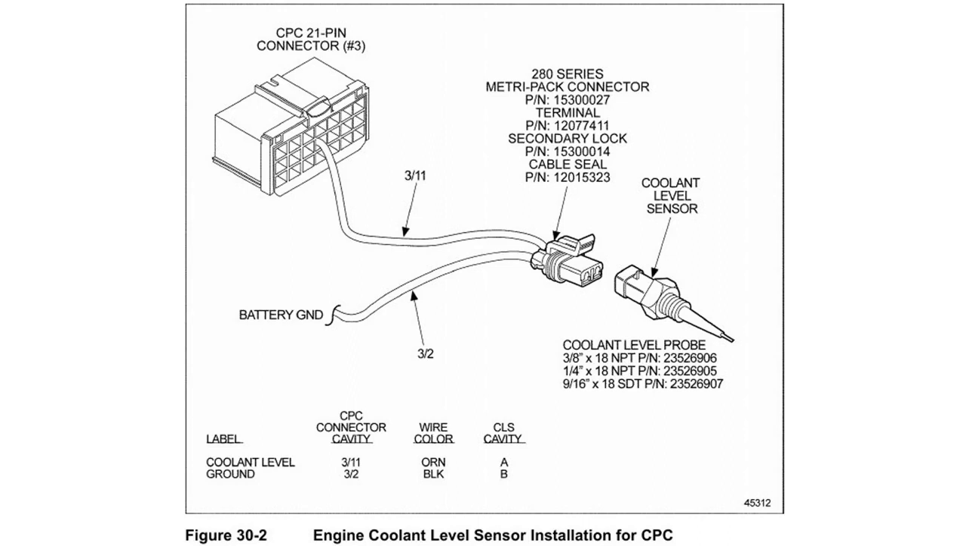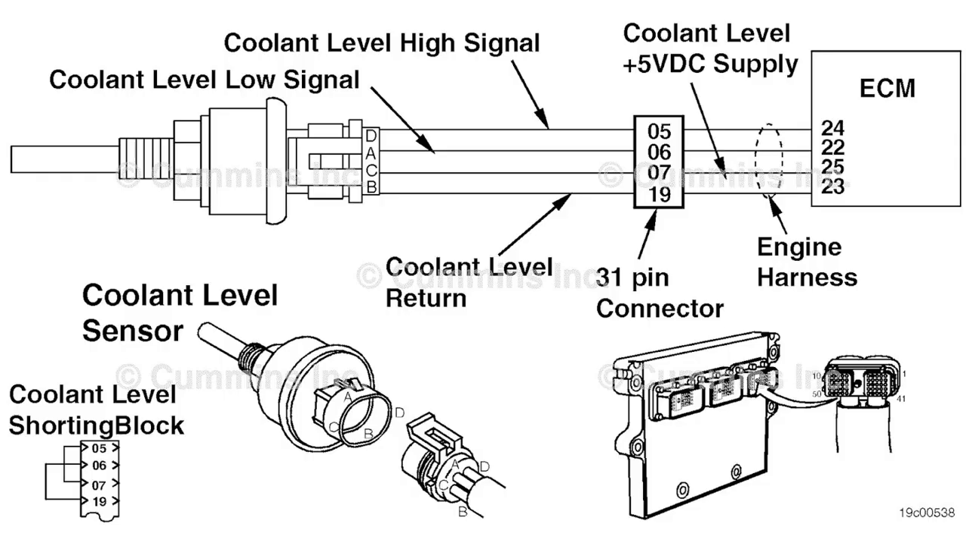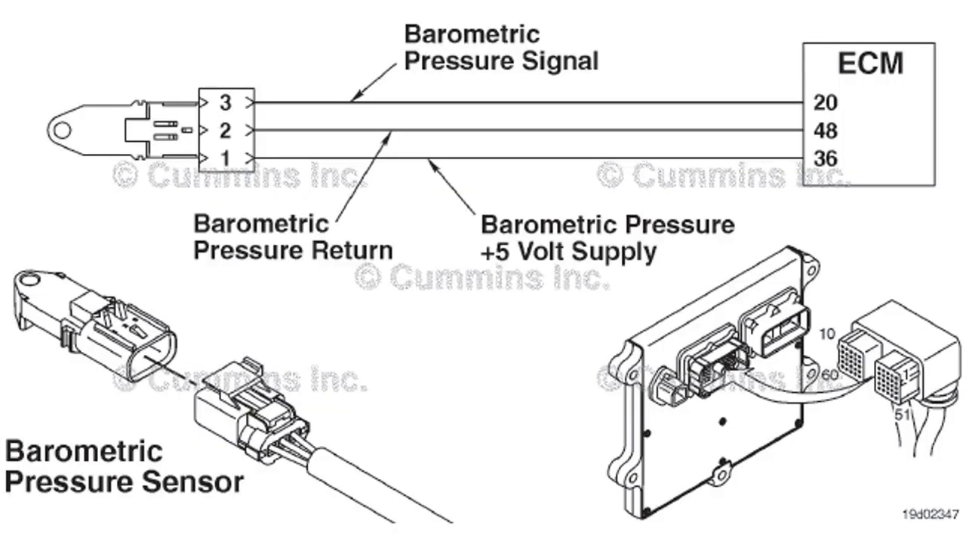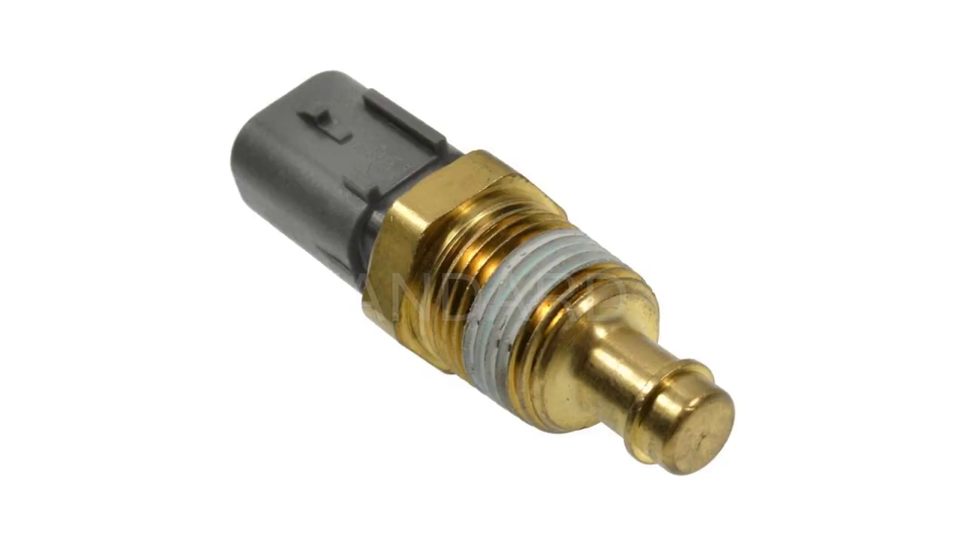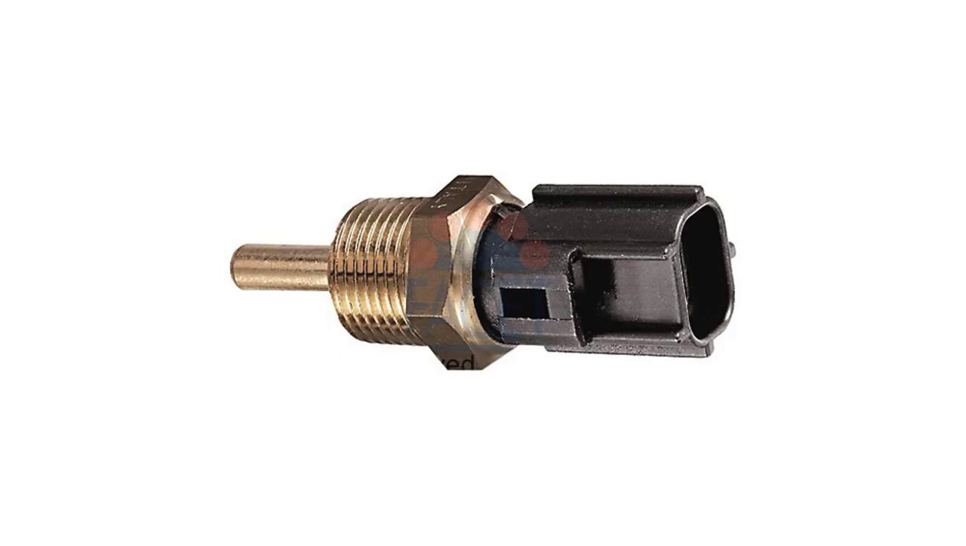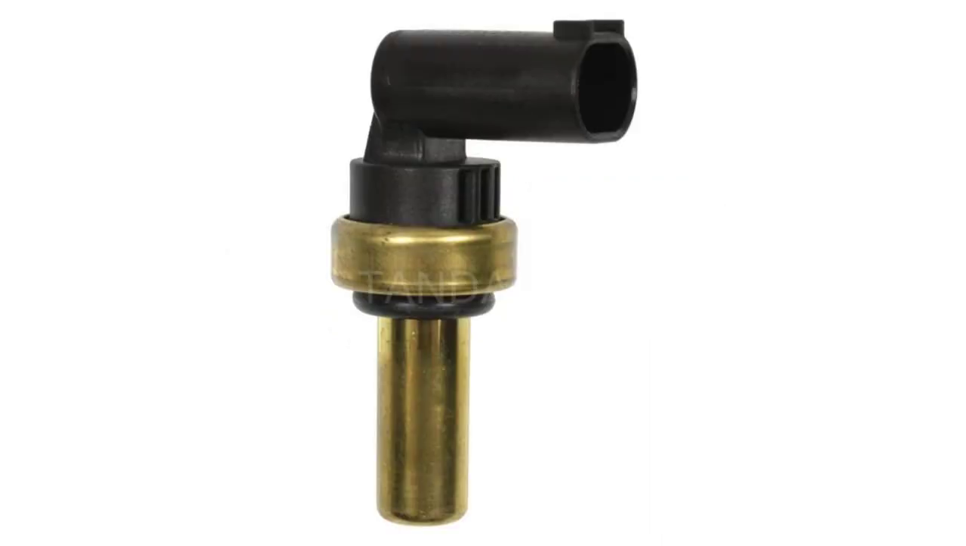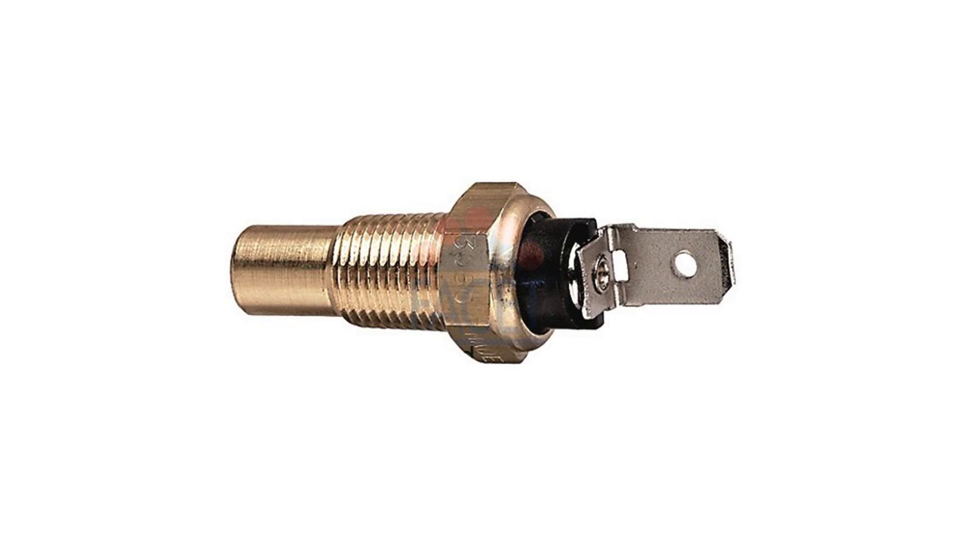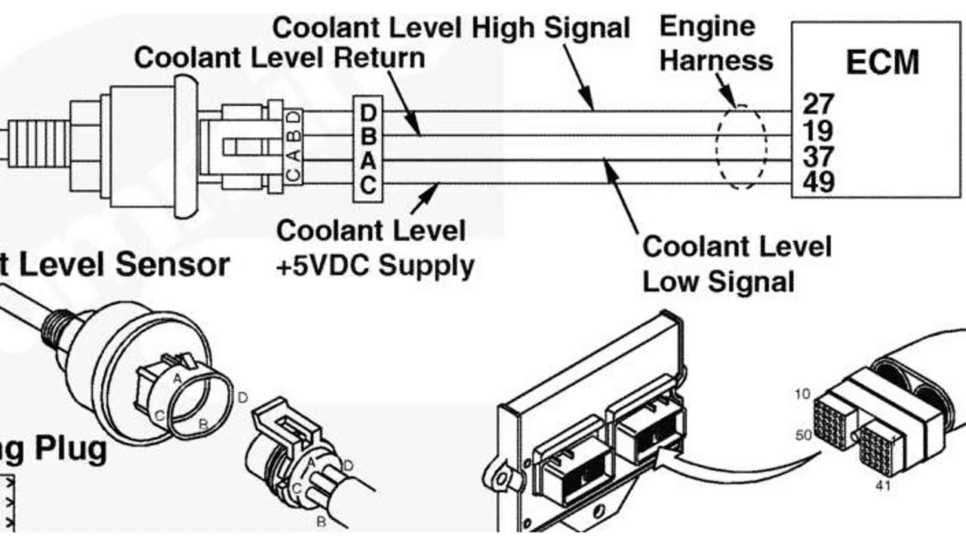The ECM uses this information to adjust fuel injection timing, ignition timing, and other engine parameters to optimize performance and reduce emissions. When the ECM detects a fault in the engine coolant temperature sensor circuit, it will set a diagnostic trouble code, DTC, and illuminate the check engine light, CEL, on the dashboard. This indicates that there is a problem with the engine coolant temperature sensor circuit and that it needs to be repaired.